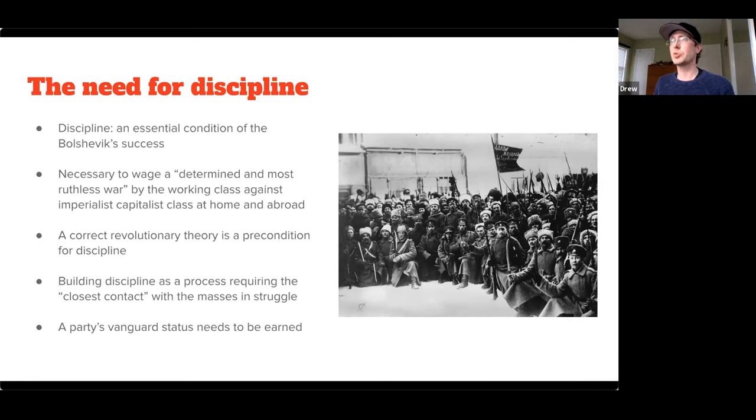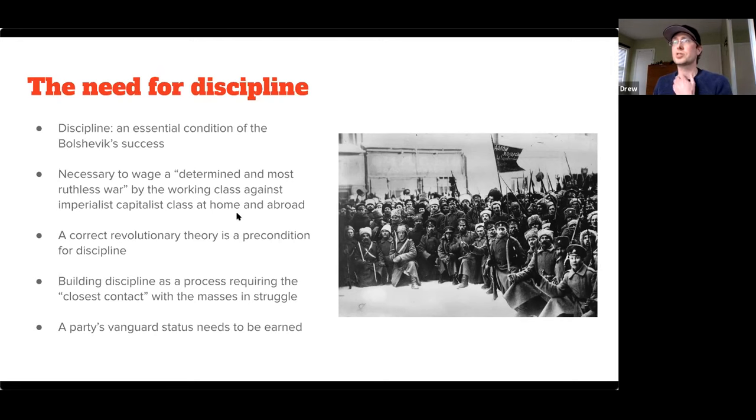Lenin writes passionately about the strength of the imperialist reaction and the absolute necessity for the dictatorship of the proletariat, a determined and most ruthless war, in his words, waged by the working class against the bourgeoisie. He goes on to say, victory over the bourgeoisie is impossible without a long, stubborn, and desperate life and death struggle, which calls for tenacity, discipline, and a single inflexible will. Lenin goes into detail about the process of building discipline and the importance of a correct revolutionary theory as a precondition for discipline.